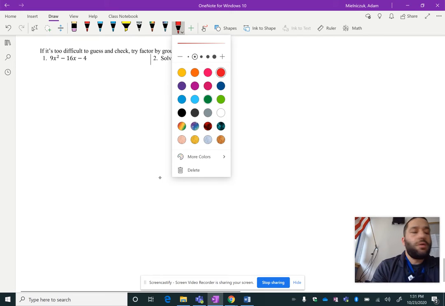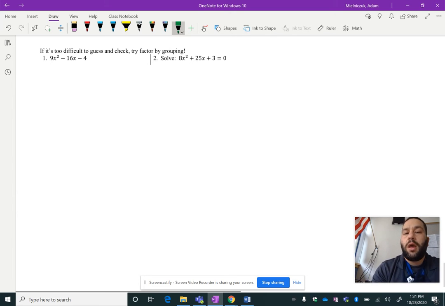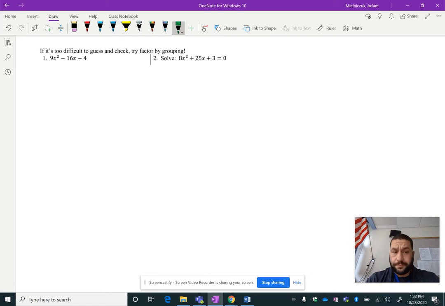All right, welcome to, what are we on? Lesson 9.3, factoring trinomials by grouping. So sometimes when we're going to factor, the guess and check method isn't going to work. We just can't see it. We can't pull anything out of it. We can't factor it. It just makes it really hard.